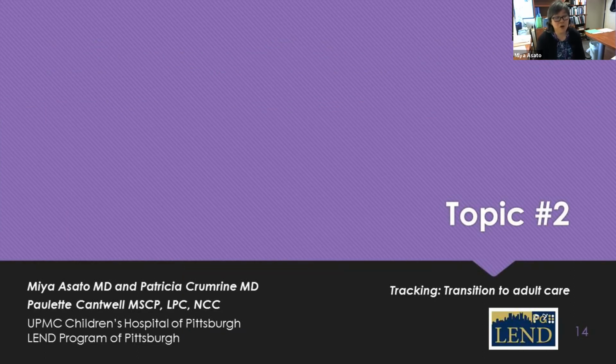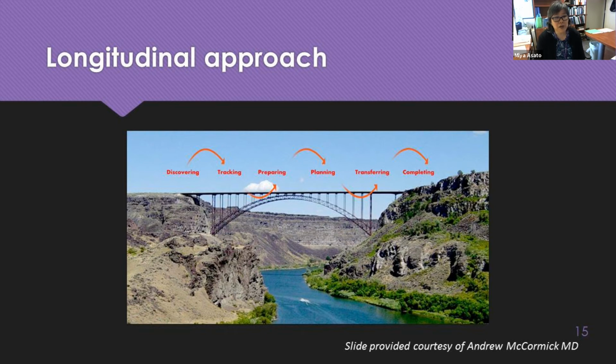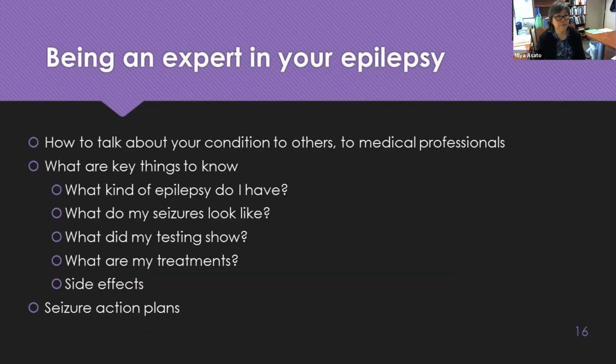All right, so welcome to topic 2, which is tracking and transition to adult care. So as Dr. Crumrine mentioned, we had talked about discovering transition in our last talk. Now we're going to be talking about tracking, which is knowing about your or your young adult's healthcare. So Dr. Crumrine, for your patients who are able to participate in learning about their healthcare, how can a young person start to track and learn about their medical history?